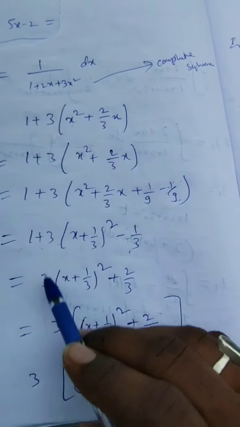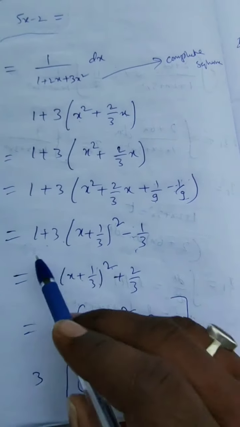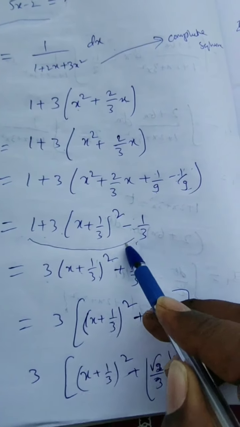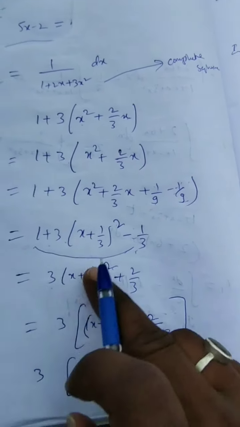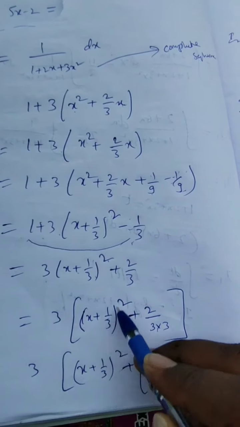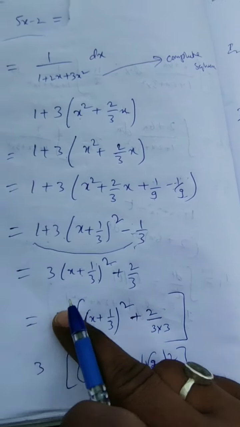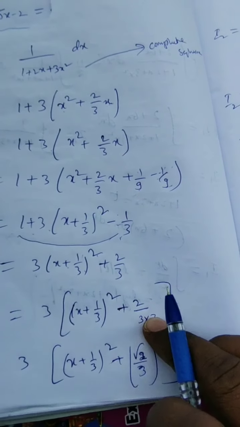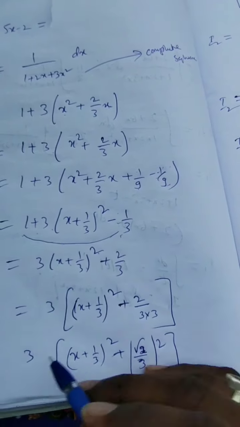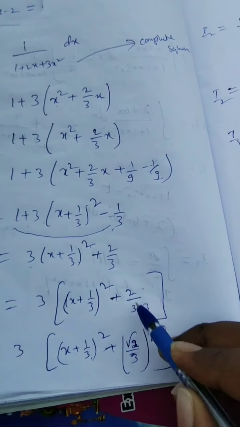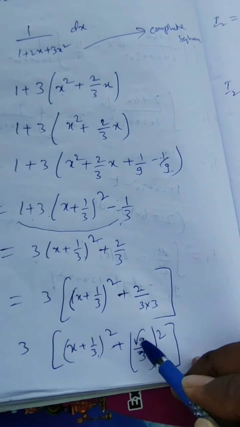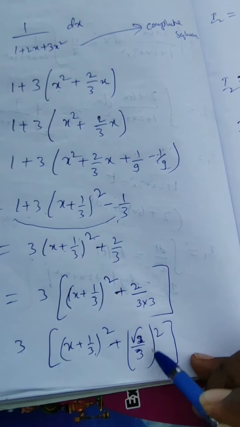So I am getting 3 into x plus 1 by 3 whole square. Now this 1 and minus 1 by 3, if you add, this is 2 by 3. Now let us take 3 common. So I get 3 into x plus 1 by 3 whole square plus, when I take 3 common, the 3 will divide here, 2 by 3, 3 is a 9. So what I got is 3 into x plus 1 by 3 whole square plus 2 upon 9, that is root 2 by 3 whole square.